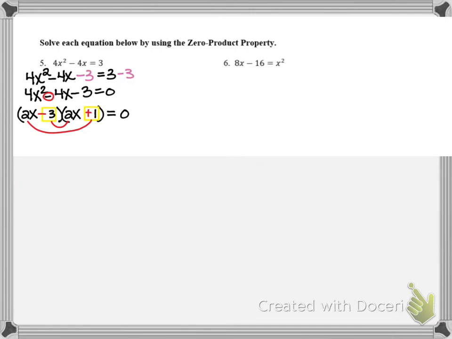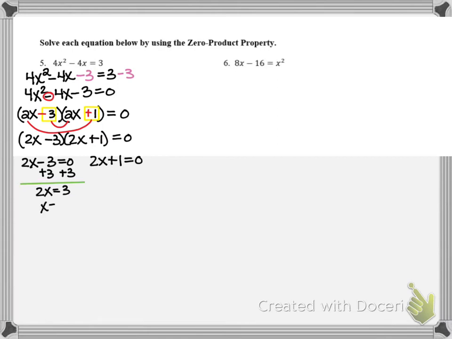If you want to pause the video right now and do the complete FOIL process to verify, please go ahead and do so. But I'm pretty confident I found my factors, 2x minus 3 and 2x plus 1 equals 0. So now I'm ready to use my zero product property. For my first equation, I start by adding 3 to both sides. And then if 2x equals 3, I get the solution x equals 3 halves. In the second equation, I subtract 1 from both sides. So 2x equals negative 1, which means x equals negative 1 half. And my solutions are negative 1 half and 3 halves.